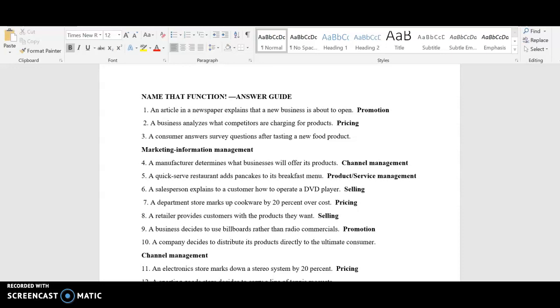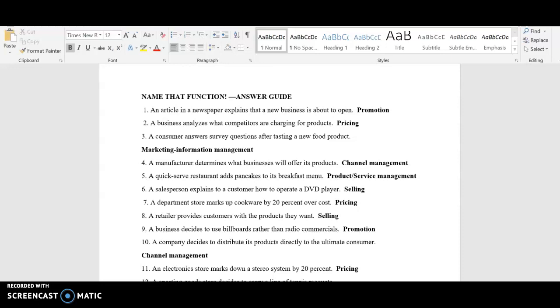Number 1 states an article in a newspaper explains that a new business is about to open. That is, of course, promotion. Number 2 is a business analyzes what competitors are charging for products. So they are thinking about the pricing function of marketing. Number 3, a consumer answers survey questions after tasting a new food product. They're trying to get information, so this is market information management.